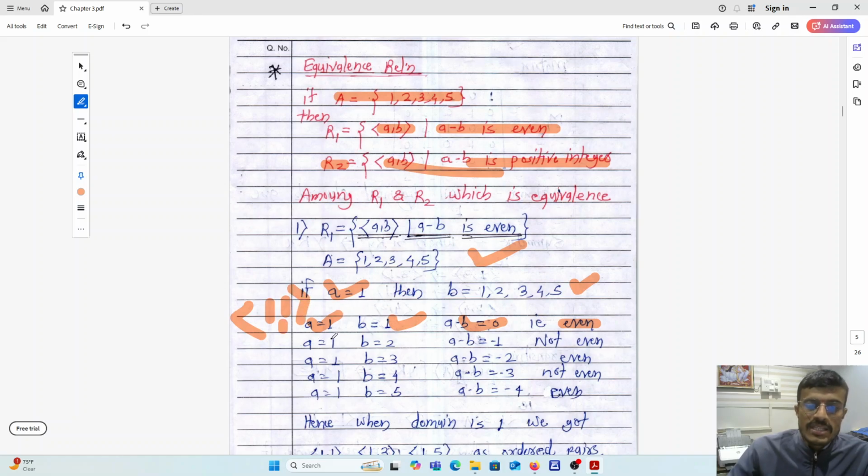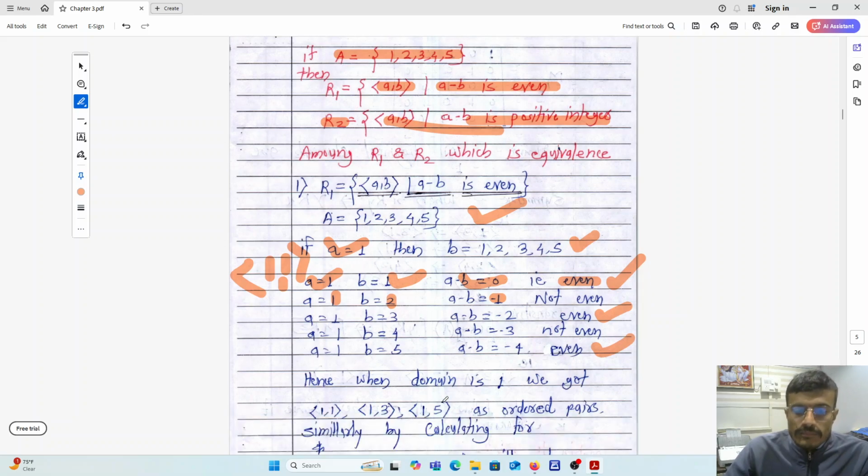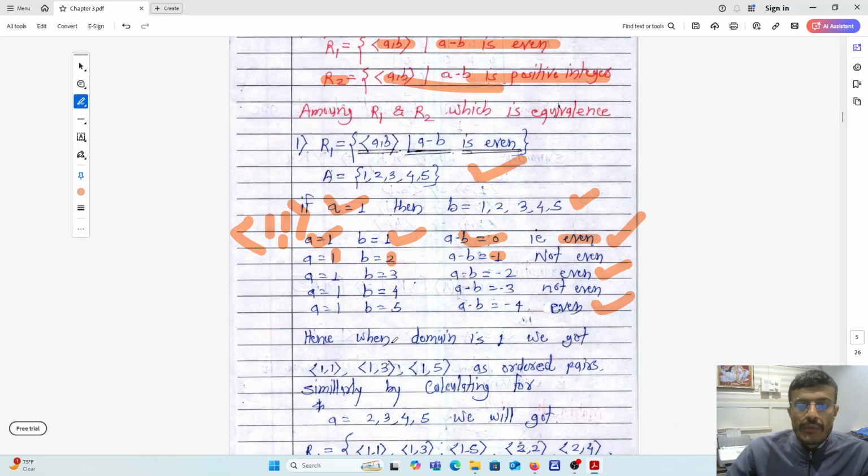Fine. Then A is equal to 1, increment B by 1, that is 2. A minus B is equal to minus 1, it is not even. Then 1 minus 3, which is equal to minus 2, it is again even. Okay, so you have to take the ordered pair 1 3. Then 1 minus 4, that is minus 3, it is not even. And 1 minus 5, that is equal to minus 4, again it is even. So 3 ordered pairs for the domain 1 we got: 1 1, 1 3, 1 5.